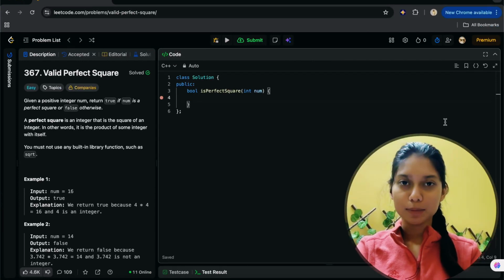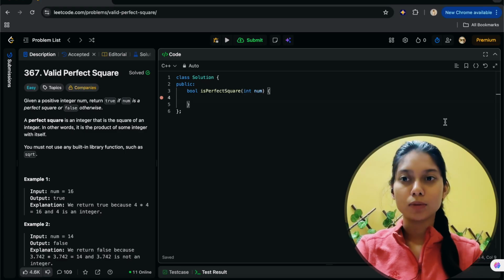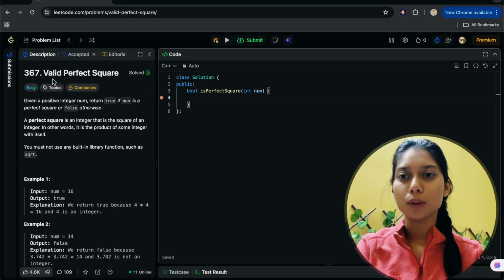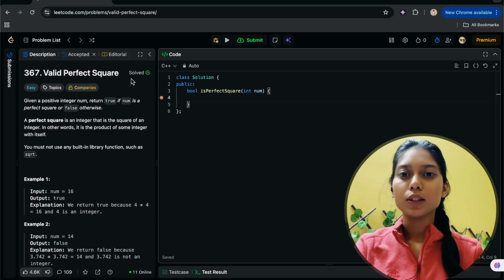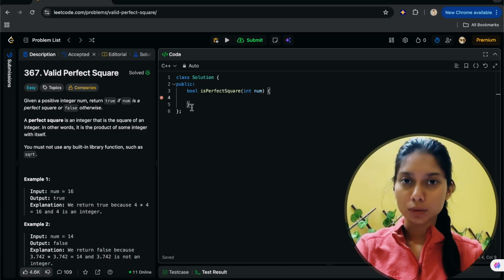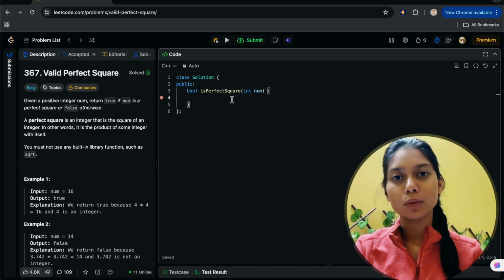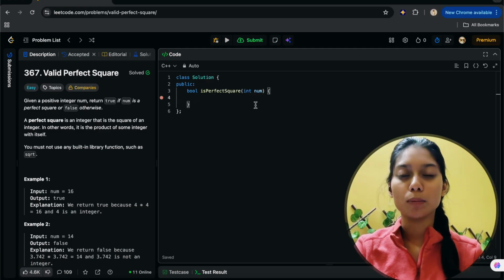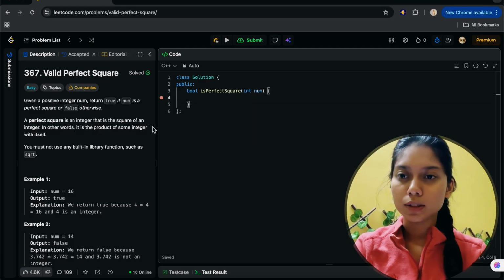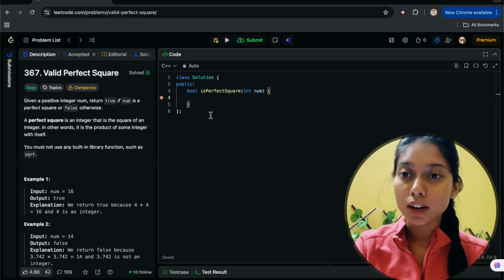Hello everyone, I am Anshika and today we will be looking at another question, that is question number 367, valid perfect square. So first we'll be understanding what the question is, then we'll be looking at its possible solution, and then we'll come back on the Leetcode platform to solve this in the form of our code. So let's begin by reading the question.